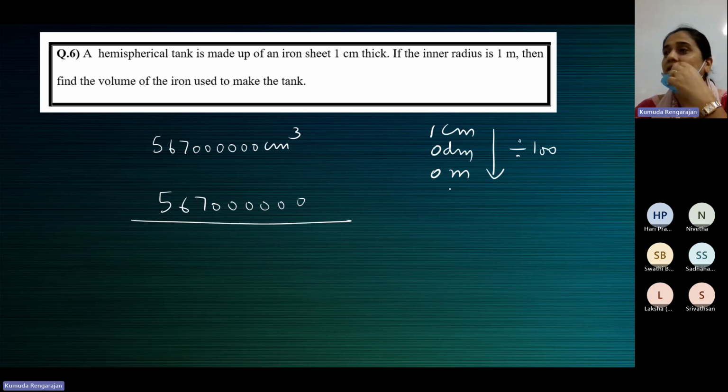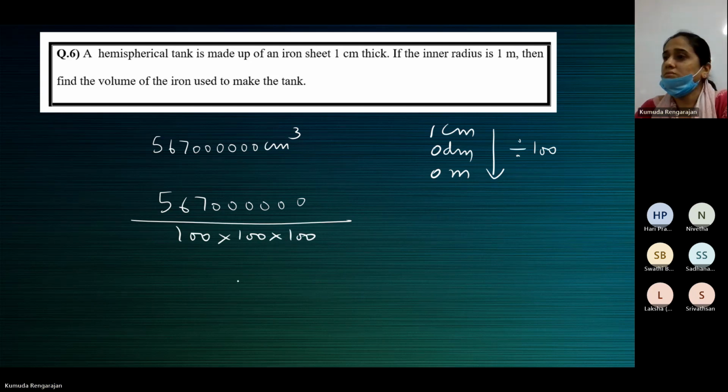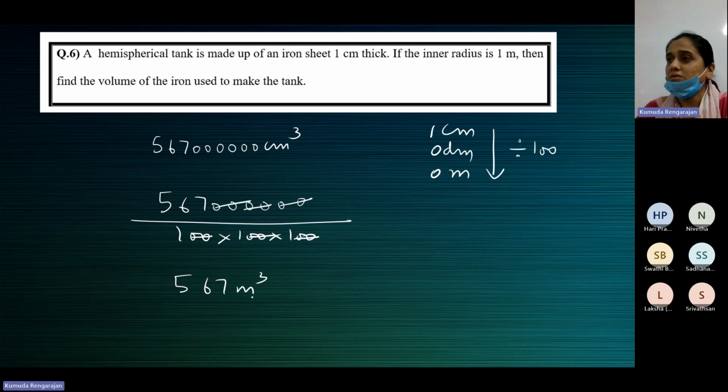So to convert centimeter to meter, we divide by 100. To convert centimeter cube to meter cube, do that thing three times. So you divide by 100 three times, because it is centimeter cube to meter cube. All right, so 2, 4, 6 zeros. So it will be 567 meter cube.